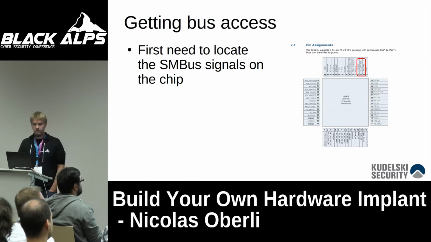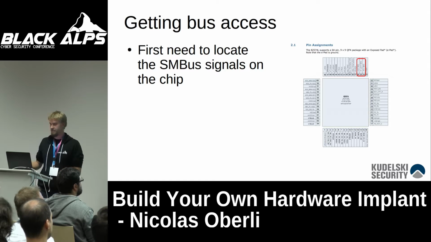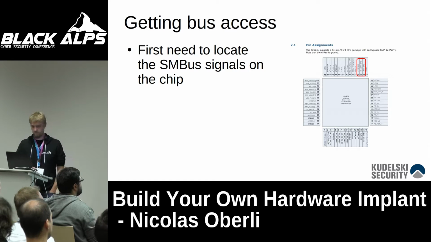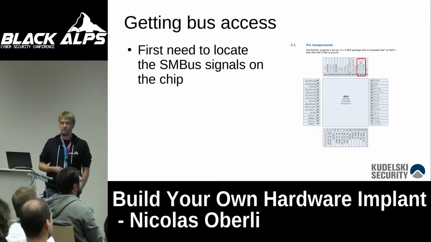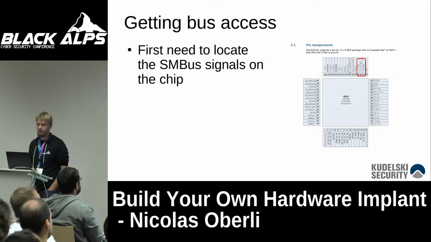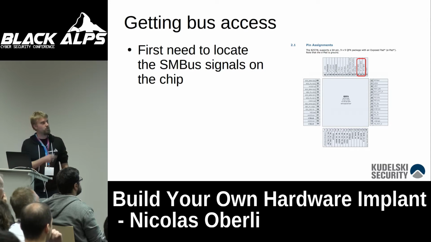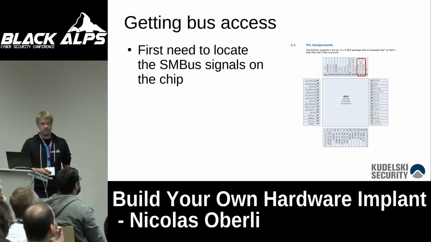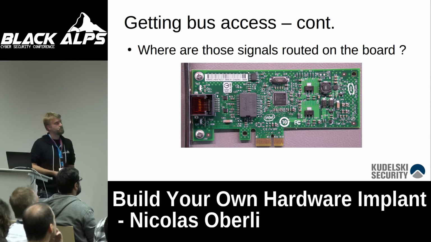So first of all, we need to have access to SMBus on the card. The first part is to locate the signals on that chip. So what do we do? We take the data sheet and we have that nice picture with the pins there that I need to access. Because it's written in the data sheet, you have all the information about which pin does what. So to make it easier for you, it's just those 3 pins.